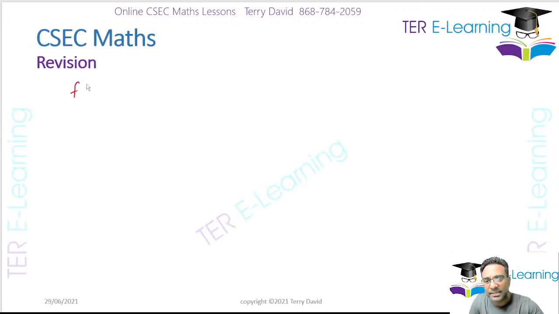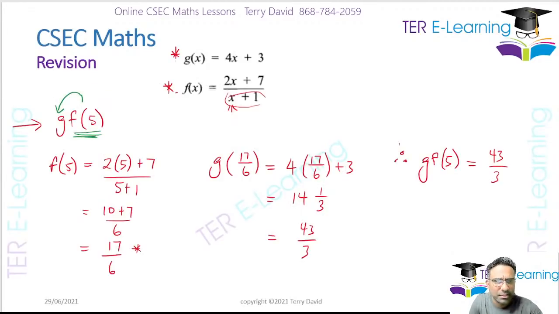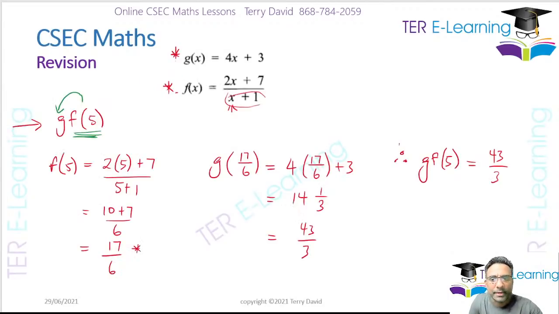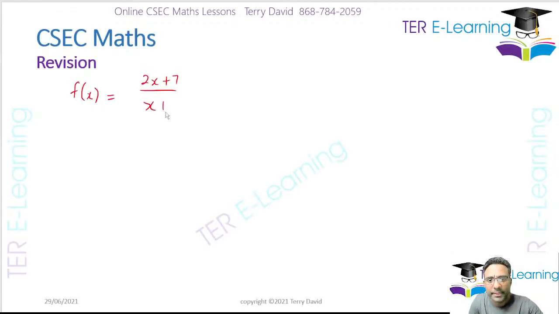So we have f of x is equal to 2x plus 7 divided by x plus 1. And the question wants us to work out f inverse of x. Now, like I said, this is the hardest inverse function they can give you in the exam, because there's some factorization that you're going to have to do. Now, there are certain steps that we need to do in order to find the inverse of a function.